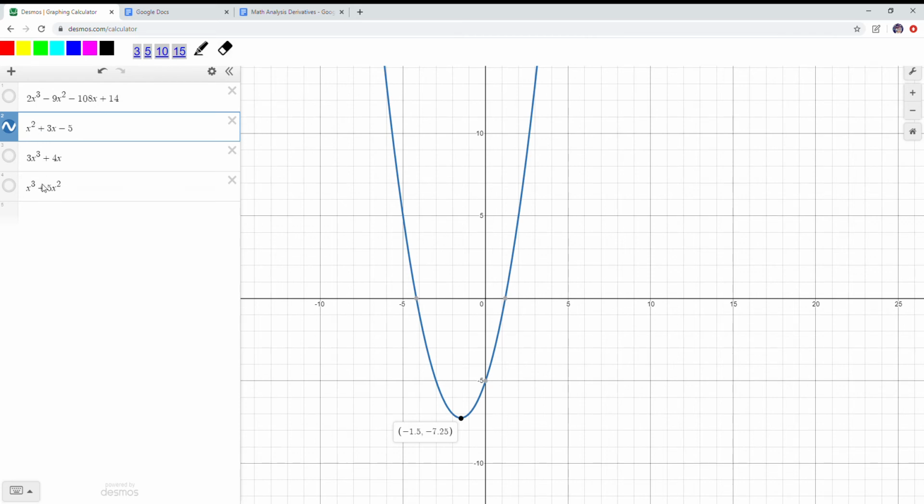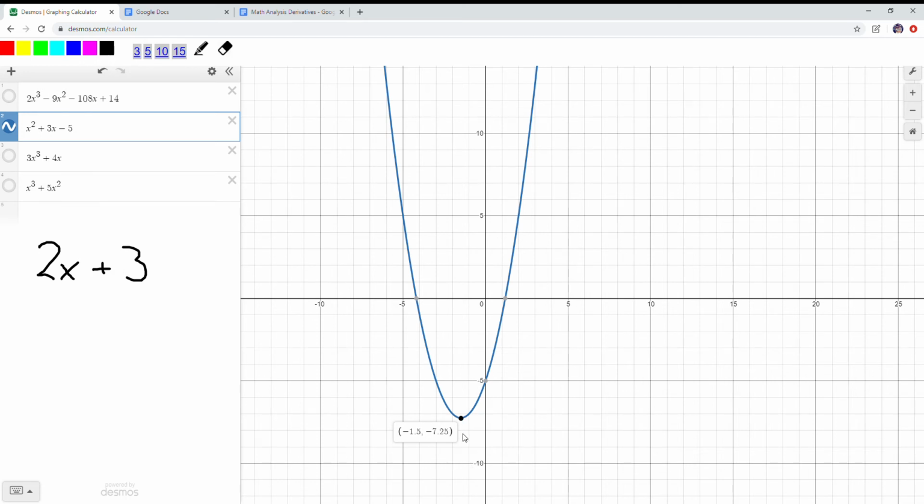The derivative of x squared is going to be 2x to the first, and then the derivative of 3x is just going to be 3, and then the derivative of negative 5 turns into 0 since there's no variable with it. That just goes away. So the derivative of this equation is 2x plus 3.